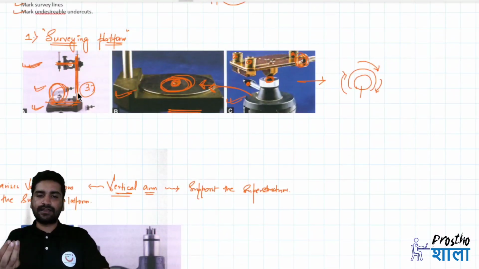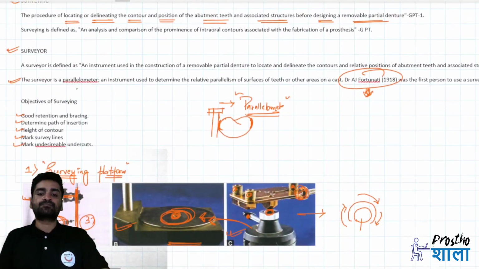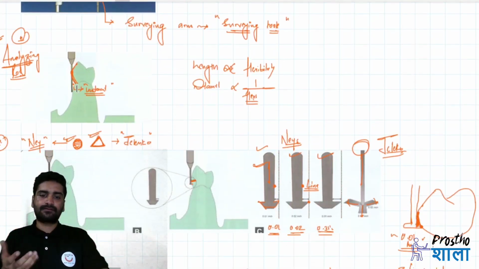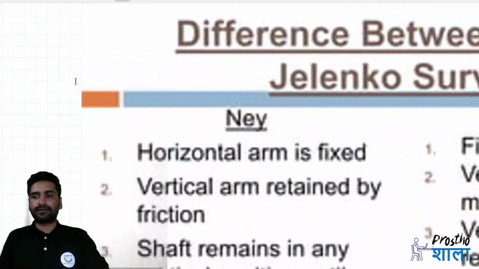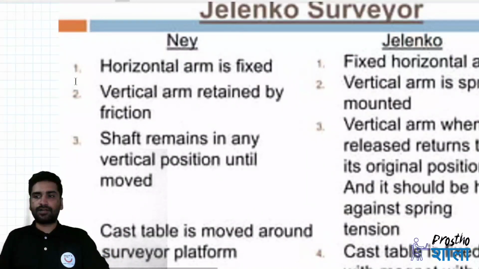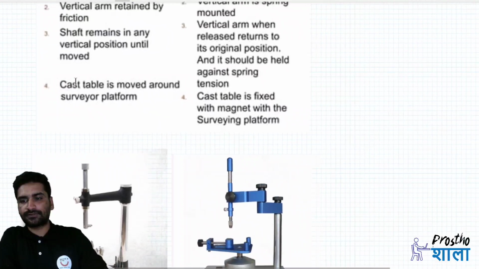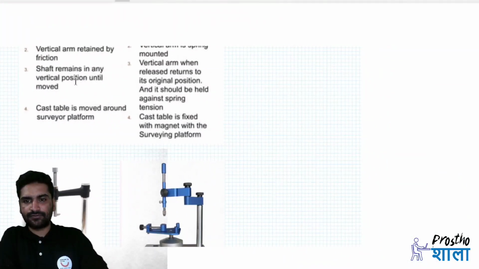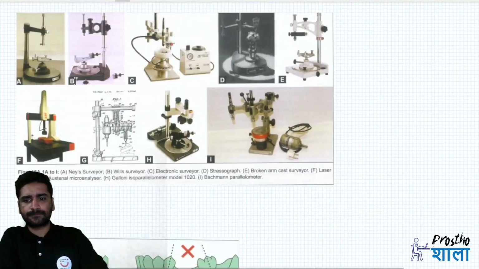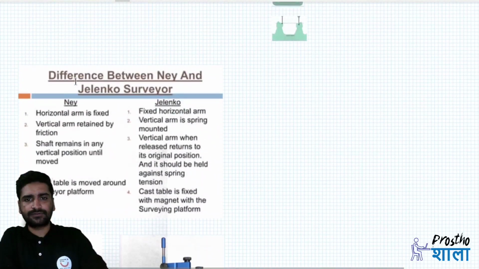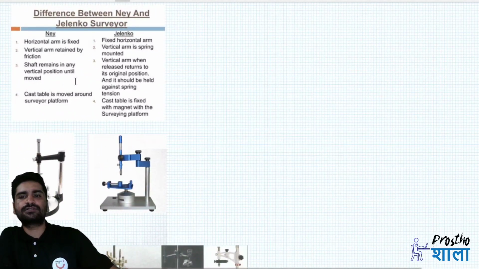So this was a very simple and a good explanation about surveyor, okay, parts of surveyor, and then different tools of surveyor. Okay, now when we talk about two different common types of surveyor, right? Two different common types of surveyor I have been telling you from before. Sometimes you might be asked in your exams also, right? So the first is the Ney surveyor, the second is the Jelenko's surveyor.